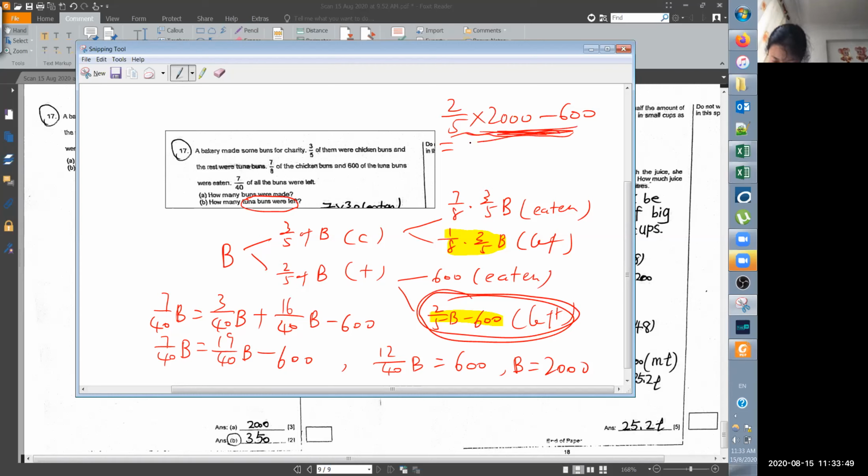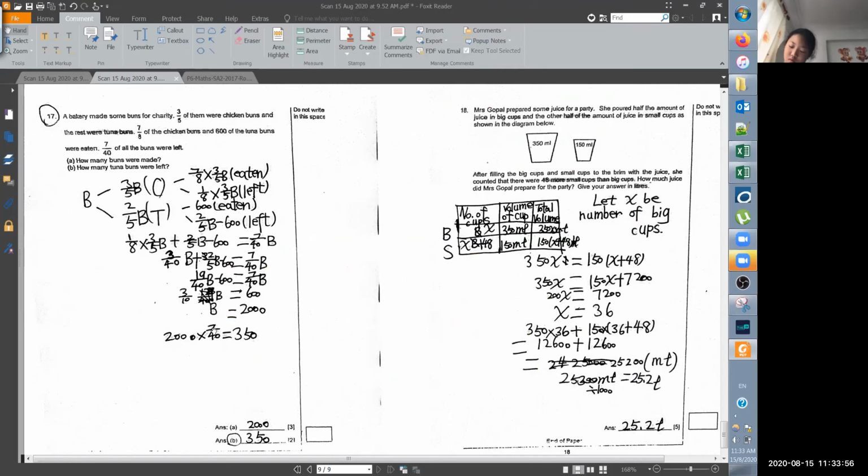应该是200吧？对。这个蛮简单的，这里。为什么 7/40？7/40 of all the buns were left. They're asking for tuna 嘞。Over all the buns means tuna plus chicken. They are not asking for how many buns were left. They ask how many tuna buns were left. So you need to look at the tuna. Okay? Your this answer 350, it includes the chicken buns left also.